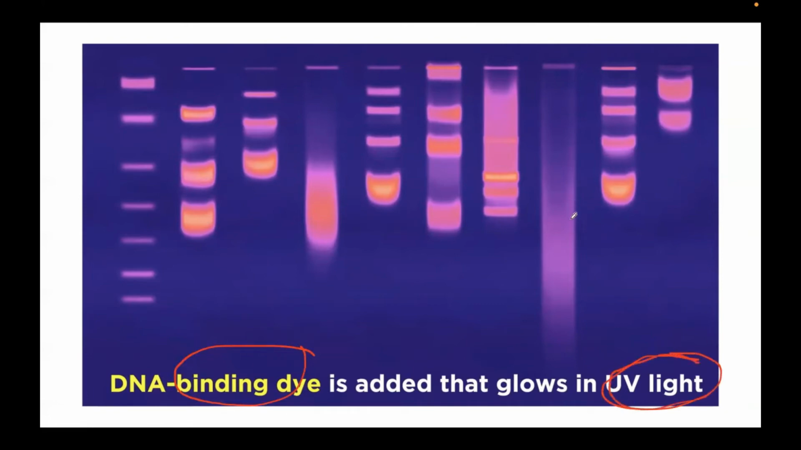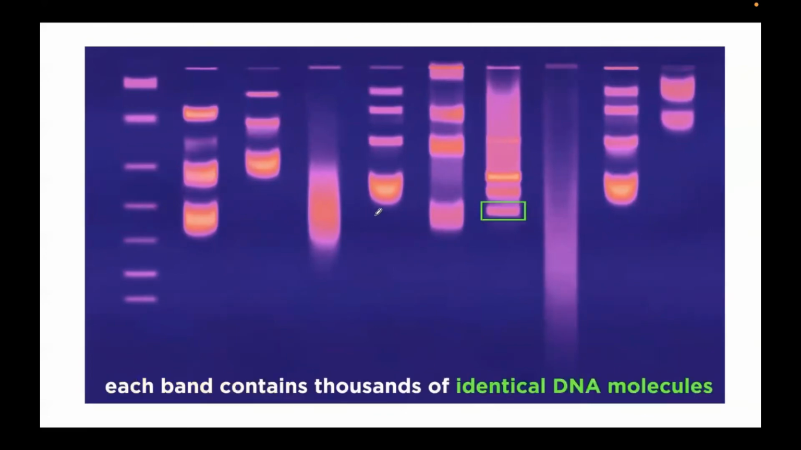Itong mga to, mga nag-travel na to, nandiyan na po yung mga DNA molecules natin. Each band contains thousands of identical DNA molecules. So, nagkumpul-kumpol na, nagsama-sama na, nagrupo-grupo na yung mga molecules na may magkakapareho ng size. Since all DNA fragments have the same charge per mass, ang mga nagsama-sama dito is yung mga pare-pareho ng size. Okay?